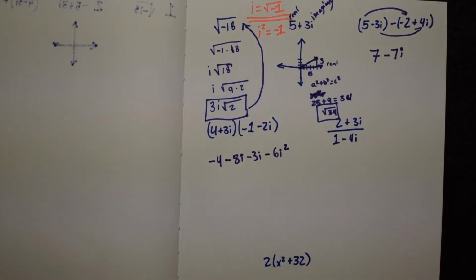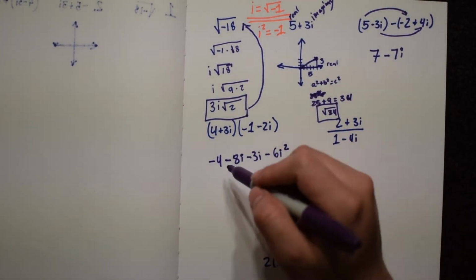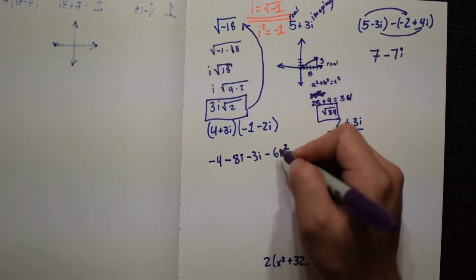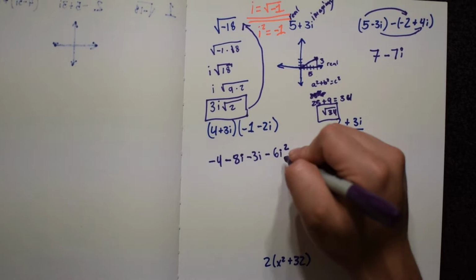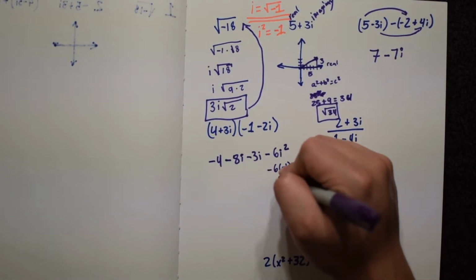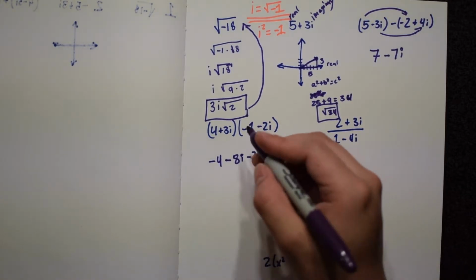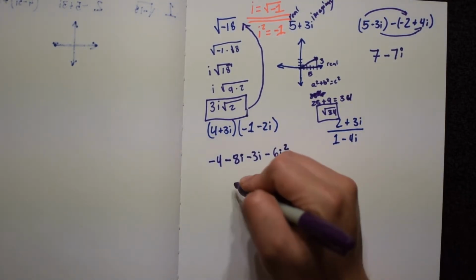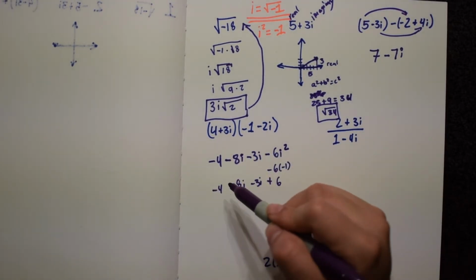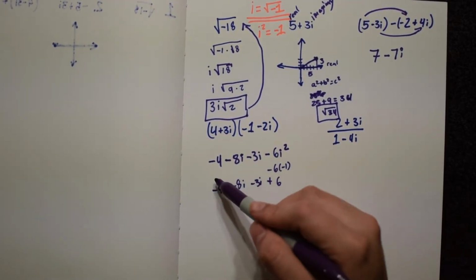So if I'm looking to actually solve this out, yes, I can combine a few of these like terms, but I need to solve this first. This is actually equal to -6 times -1, which would just give me a +6. So +6 minus 3i minus 8i and -4. Now we can go ahead and combine our like terms.